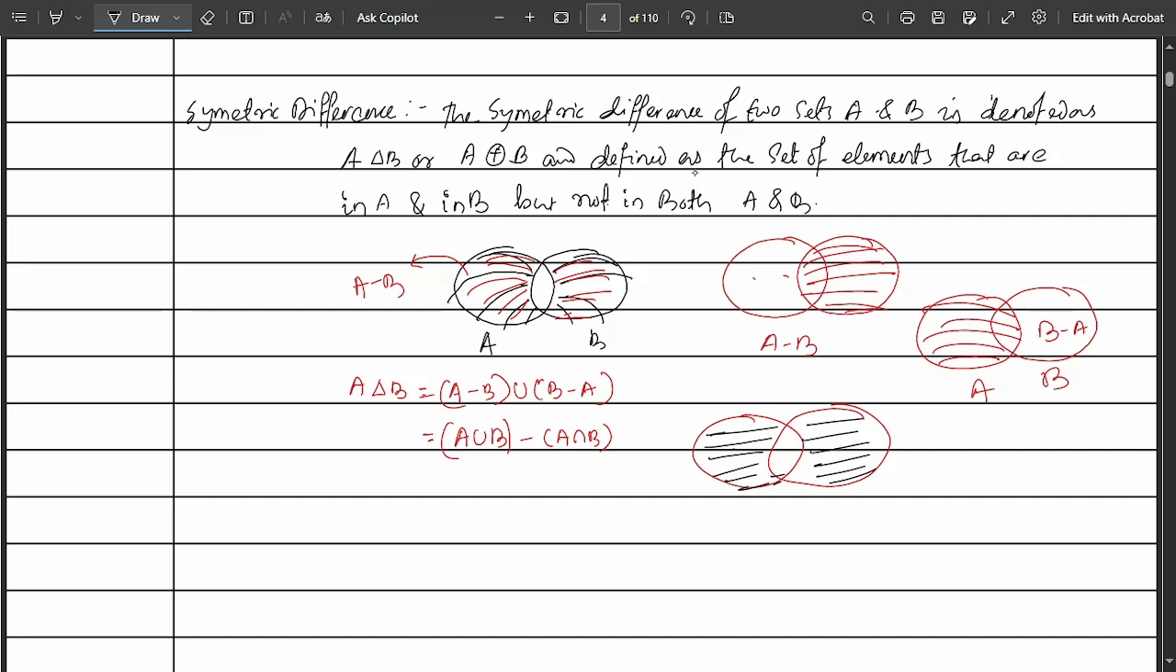I am giving you homework. Suppose set A is equal to 1, 2, 3, 4, 5 and B equals 3, 4, 5, 6, 7. Find the symmetric difference of A and B.